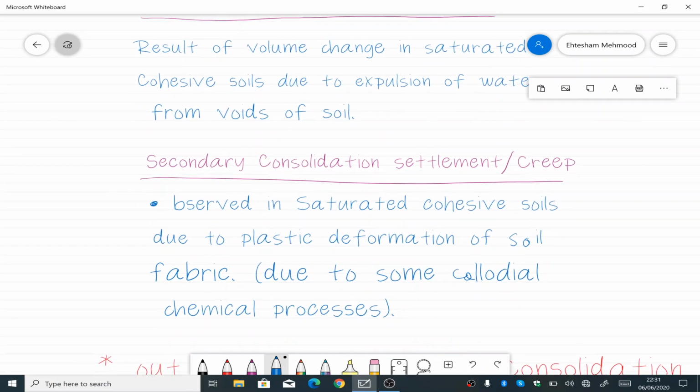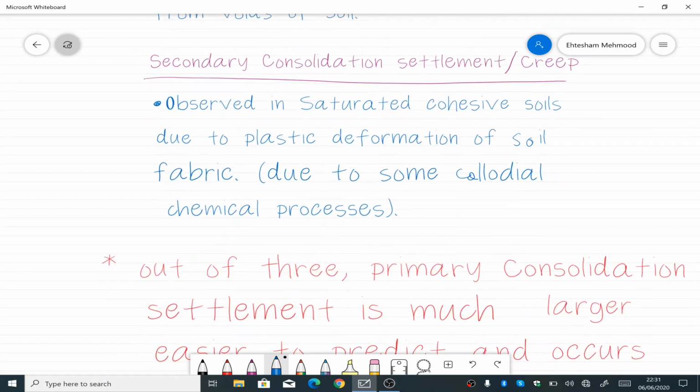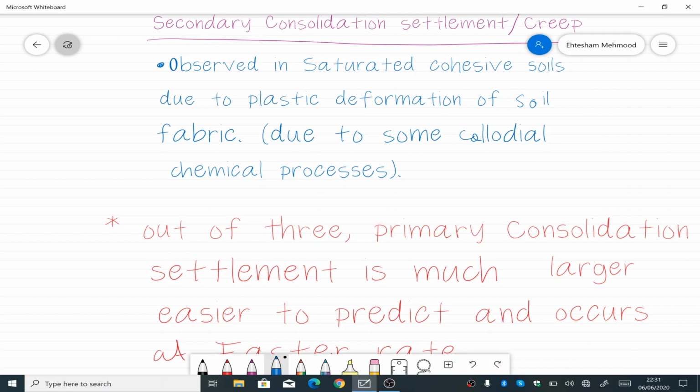Lastly, we have secondary consolidation settlement, which is also called creep. It is generally observed in saturated cohesive soils due to plastic deformation of the soil fabric, and it has been attributed to a small colloidal chemical process, but the process is still in the theoretical phase. There is no detailed understanding of what is actually causing the creep of the soil.